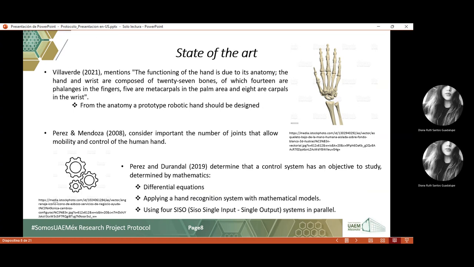Villaverde mentions that the function of the hand is tied to its anatomy, and the hand is composed of 27 bones. From the anatomy, a prototype robot hand should be designed. Pérez and Mendoza consider important the number of joints that allow mobility and control of the human hand. Pérez and Durandal determine that a control system has an objective to study determined by mathematics, differential equations, applying a hand recording system with mathematical models using SISO, a single input, single output system in parallel.